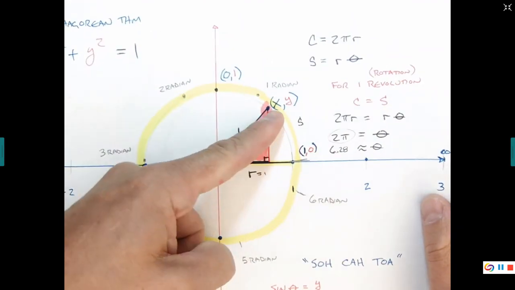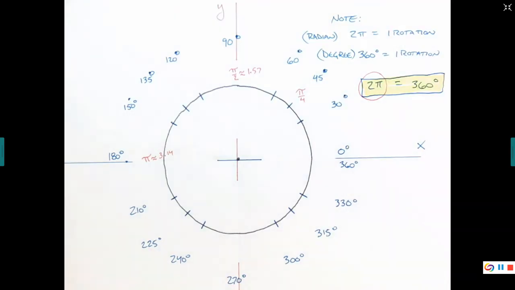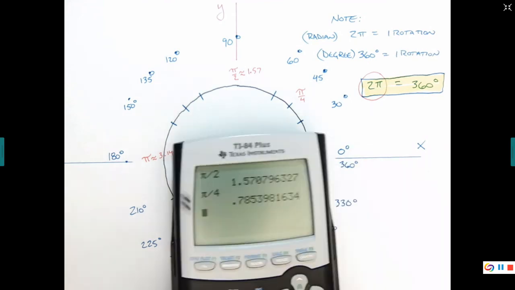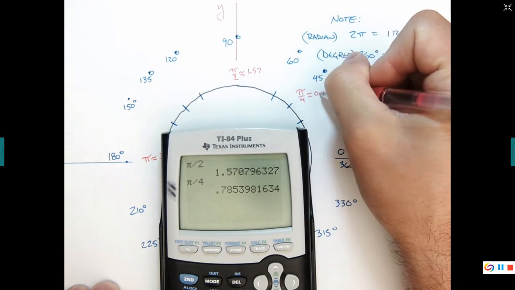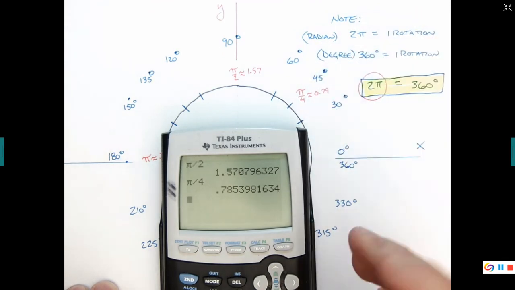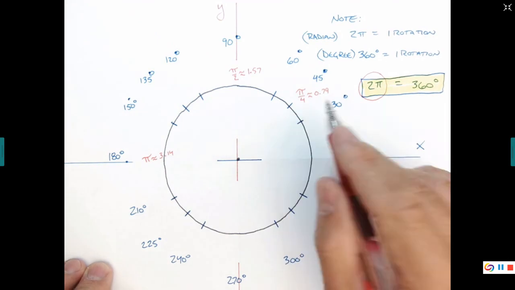And we'll remember from our previous work that when we look at pi over 4, it's going to be less than 1 radian. So let's take our calculator and look at pi over 4. Pi over 4 is about 0.79 radians. But again, it's irrational, so we like to say pi over 4.